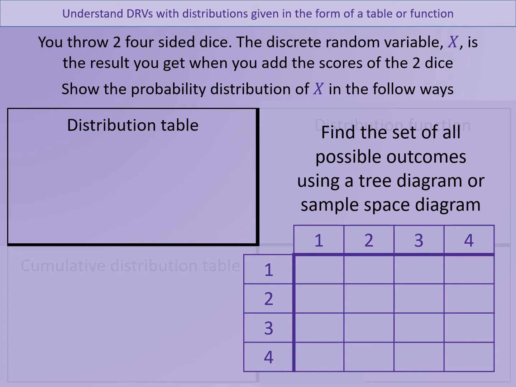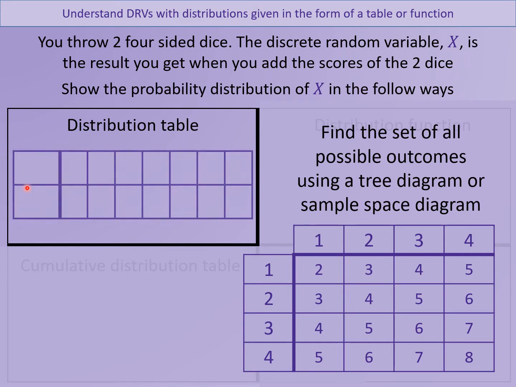So we see we can get 1, 2, 3 or 4 on the first dice and 1, 2, 3 or 4 on the second dice. So adding together those scores gives us this sample space, and we can see that some scores come up several times. For example, 4 comes up 3 times. So we can use this to calculate the distribution of the probabilities.